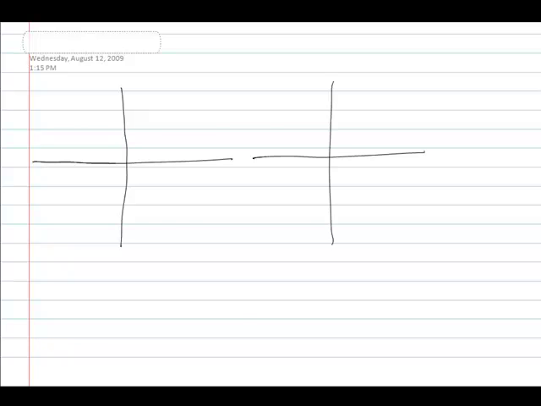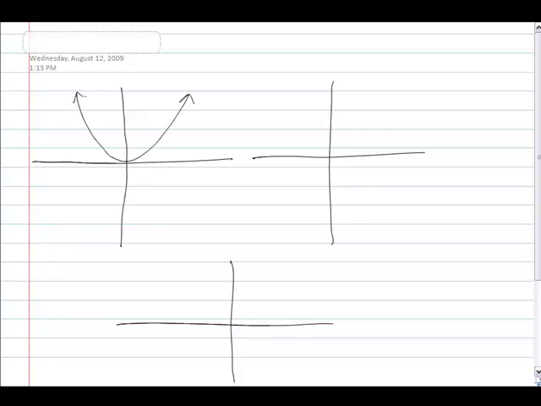Now, graphically, in order to be a function, it has to pass a vertical line test. So if I have a series of graphs, let's say one looks like this, which is a quadratic equation. One looks like this, which is linear. And then let's say we have one that looks like this. Okay? Now what is a function?